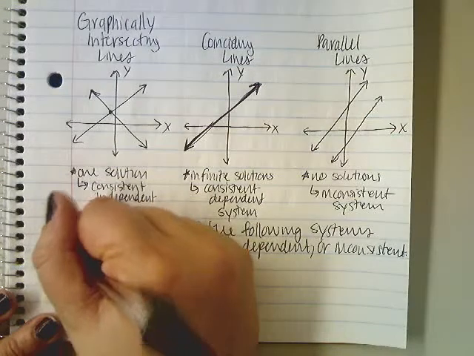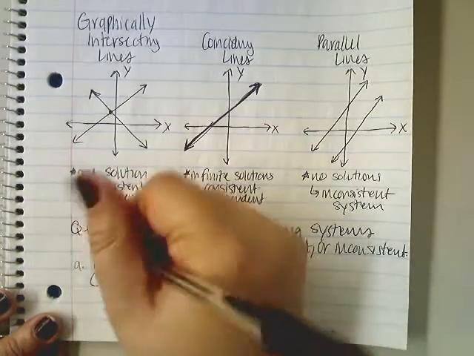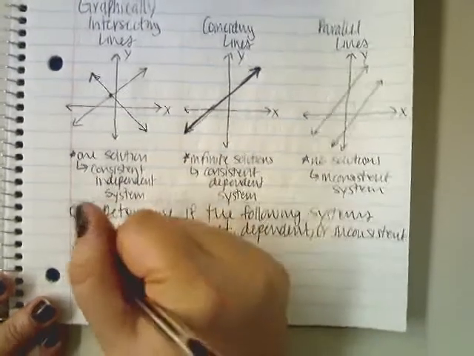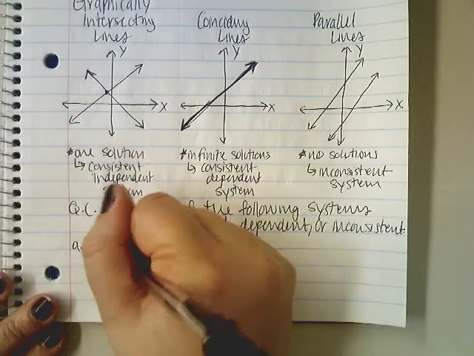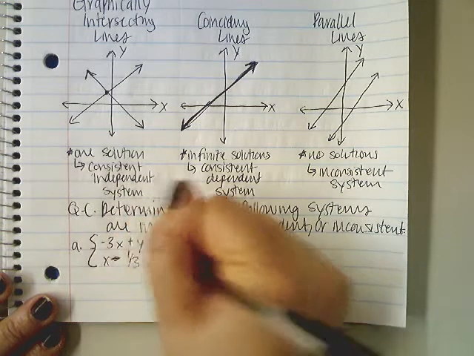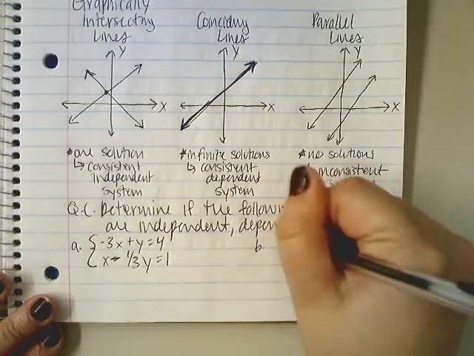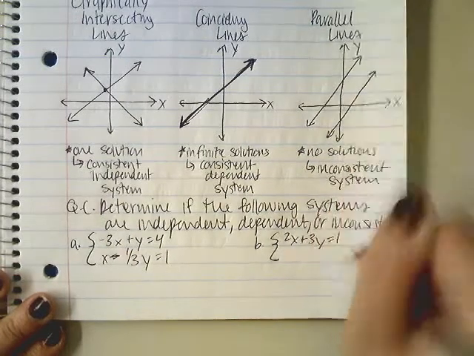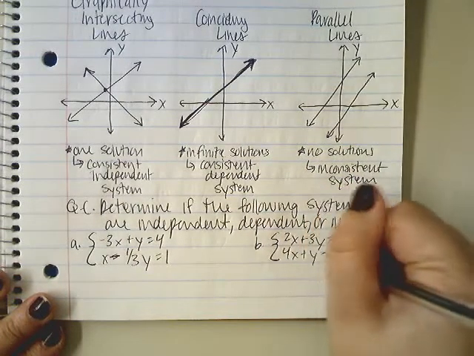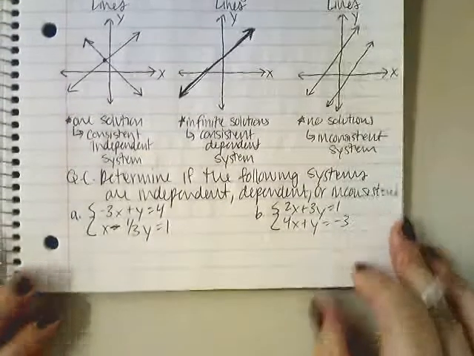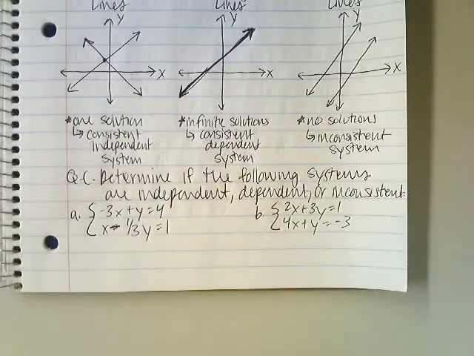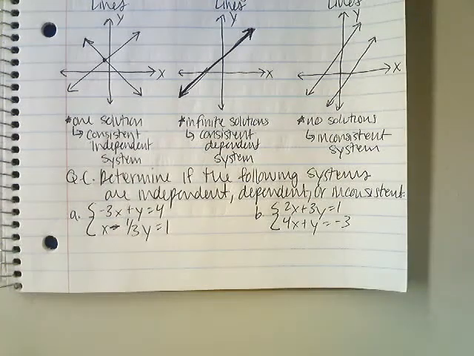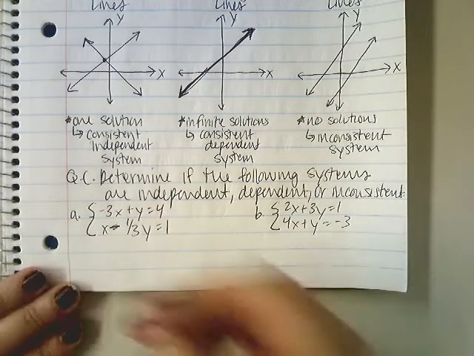So I'm going to give you two systems real quick. We have A, which will be negative 3x plus y equals 4, and minus 1/3 y equals 1. And then our second one will be 2x plus 3y equals 1, and 4x plus y equals negative 3. So try to figure this out on your own. All you're doing is comparing your slopes and y-intercepts to determine which of the following types of solutions you have. I'm going to go over it really quickly right now.